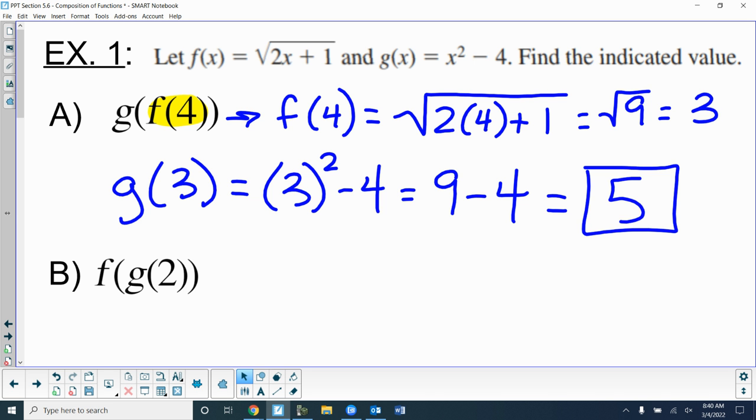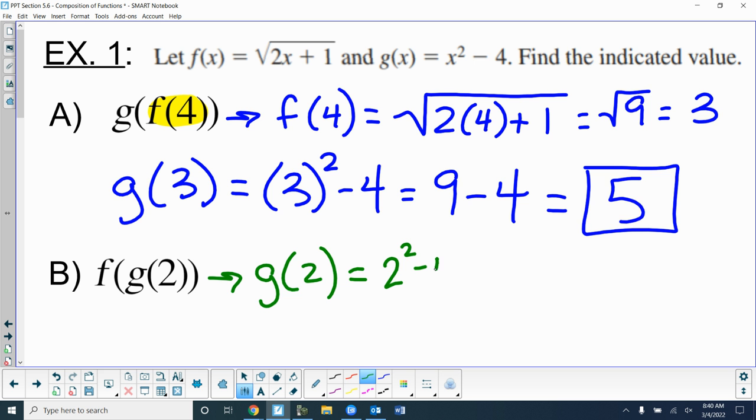All right, so we're doing this first. Here's the g, right? What's 2 squared? 4. Minus 4. So the first part's 0, and then I put 0 here. What's 2 times 0 plus 1? 1, what's the square root of 1? 1. Okay? So this time, we're doing g of 2 first, which is 2 squared minus 4, which was 0. So then we're going to do f of 0.